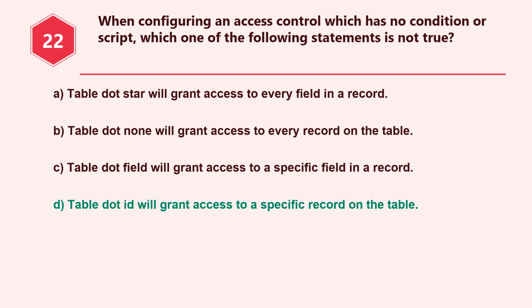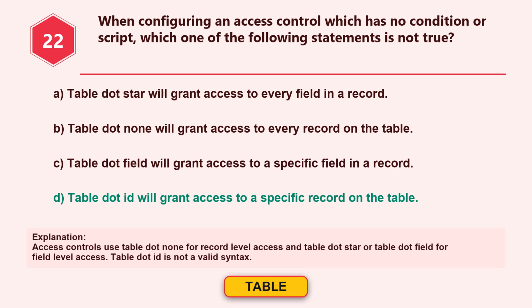The correct answer is option D. Table.id will grant access to a specific record on the table. Access controls use table.none for record-level access and table.star or table.field for field-level access. Table.id is not a valid syntax.